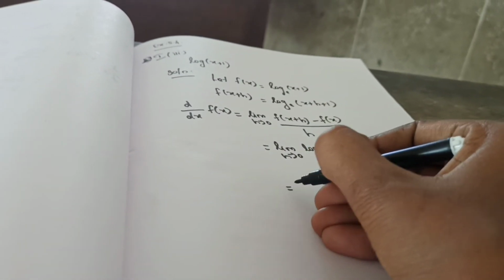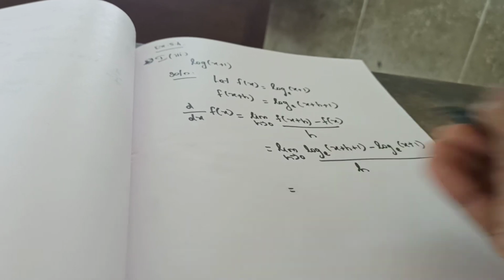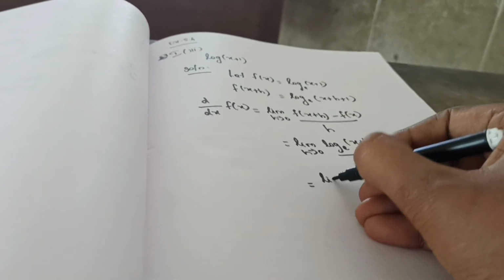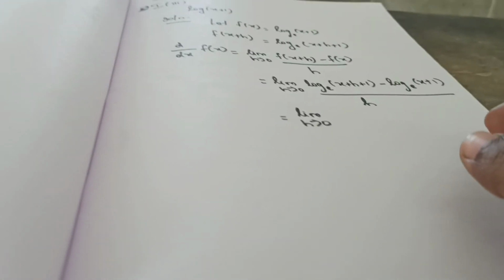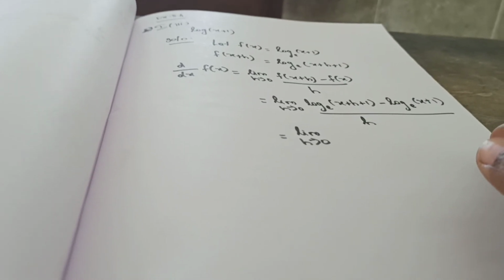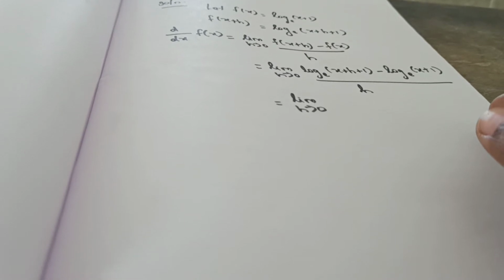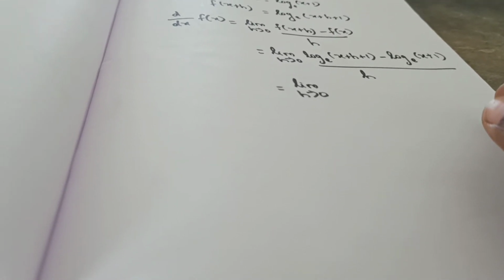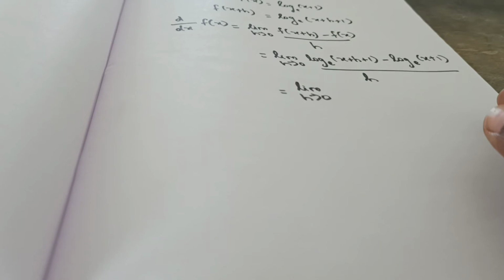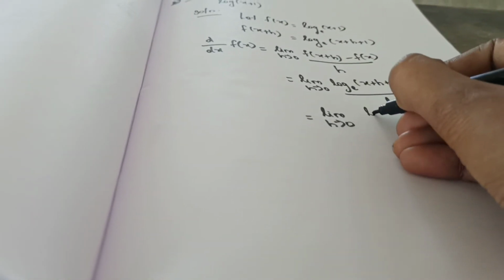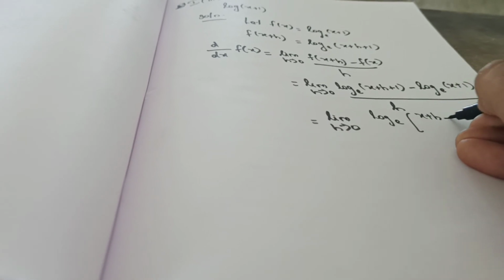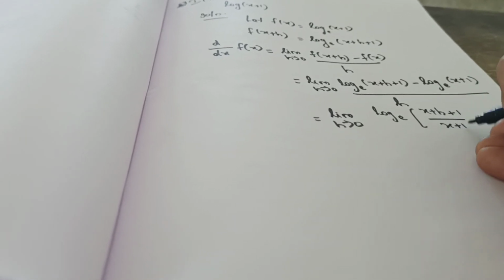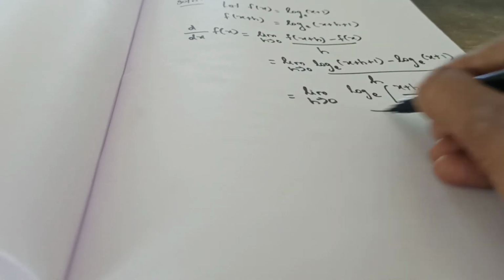So what you will do means we will, limit h tends to 0. What's the formula for log a minus log b? I have taught you already. What's the formula for log a minus log b? Log a minus log b is log of a by b. So we will substitute that. That is limit log e of a by b. So x plus h plus 1 divided by x plus 1. Okay. Divided by h.